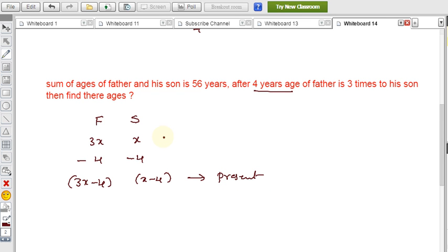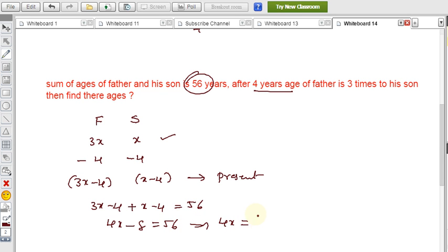So 3x minus 4 is the father's age and x minus 4 is the present age of the son. According to the condition, their ages add up to 56. Just add: 3x minus 4 plus x minus 4 is equal to 56. If you solve this, 4x minus 8 is equal to 56, so 4x is 56 plus 8, which is 64. Then x is equal to 16, because 64 by 4.